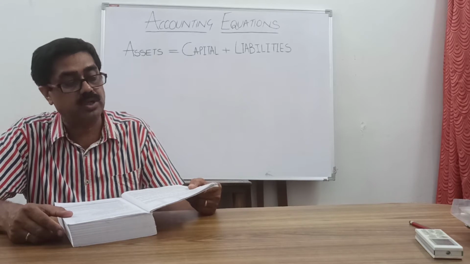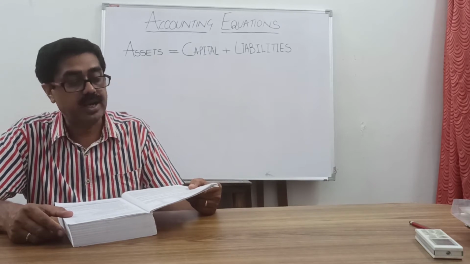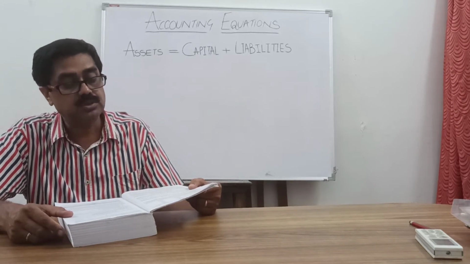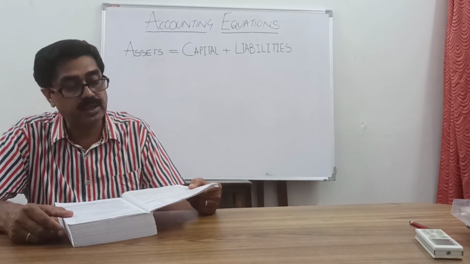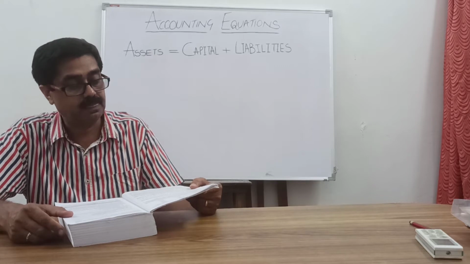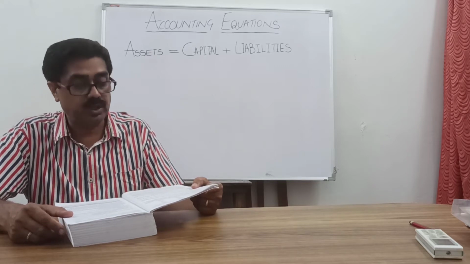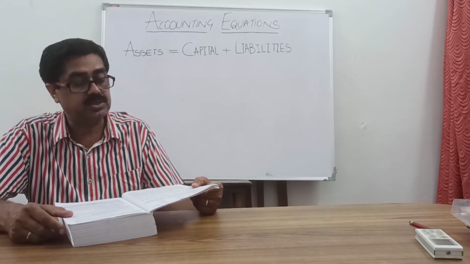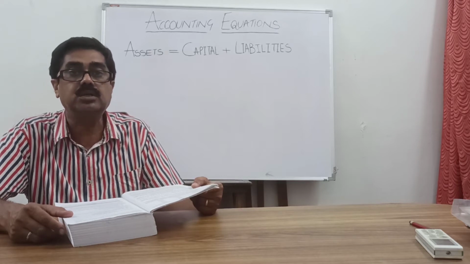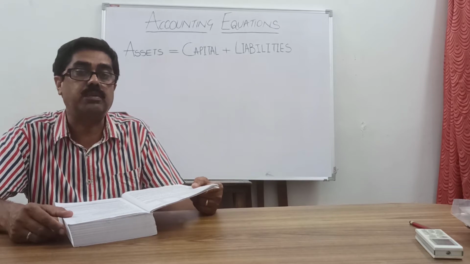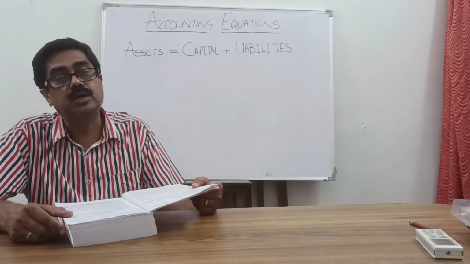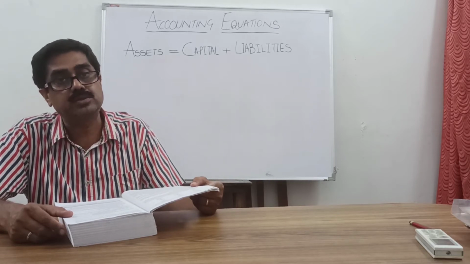From the question, you can take those. Assets 1 lakh, liabilities 40,000 and capital 60,000. When both sides are added, it comes to 1 lakh. Then the utility of the accounting equation. The first one is basis for the double entry system of accounting, that is, the assets should be equal to liabilities plus capital, or the left hand side should be equal to the right hand side.